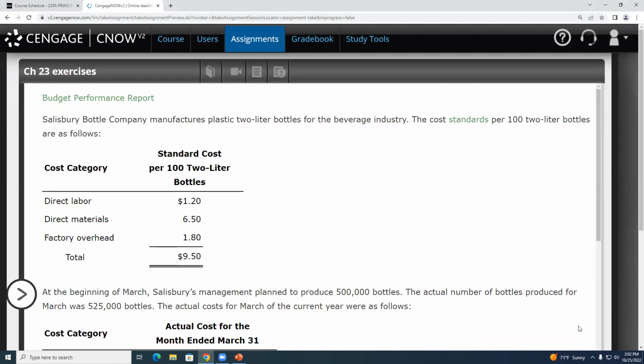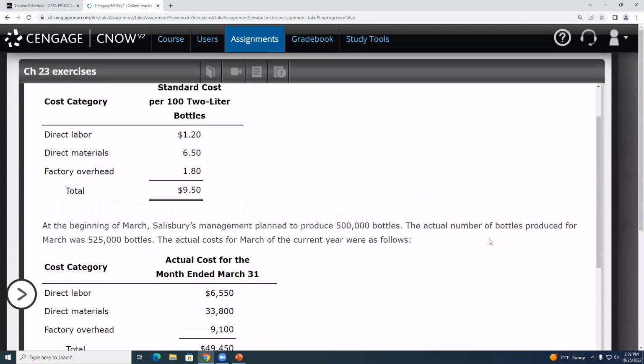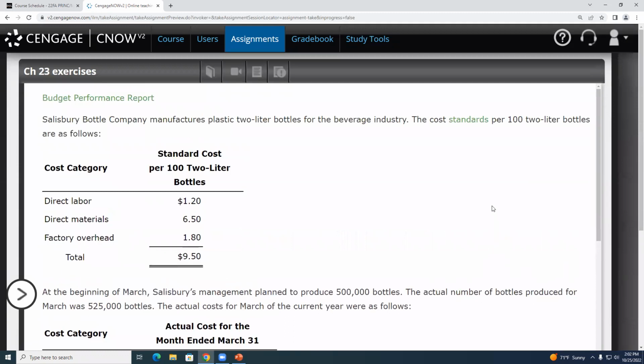And so up front, before we start making the product, we have already crafted these standards. And then as we are making the product, we are applying those standards. We are using those standards to reflect in our accounting records the movement of direct materials, direct labor, and overhead through our inventory accounts. And then at the end of the period, we have to compare and make adjustments so that our financial reports show our actual costs. And so that's what we're going to be doing in this exercise, budget performance report.